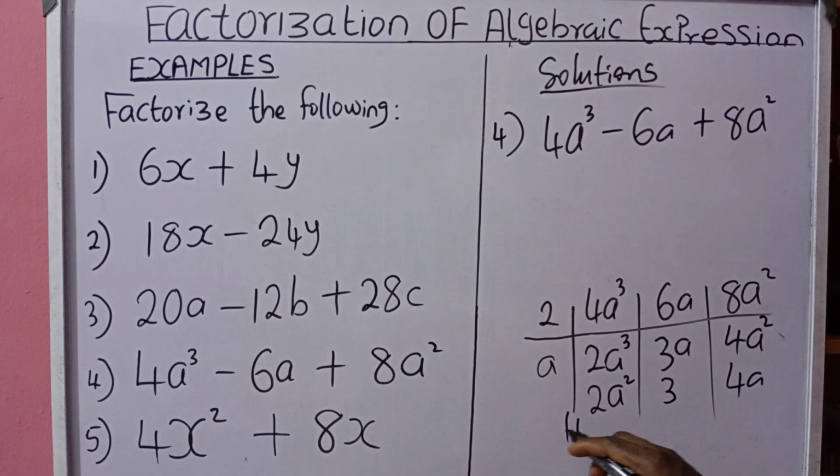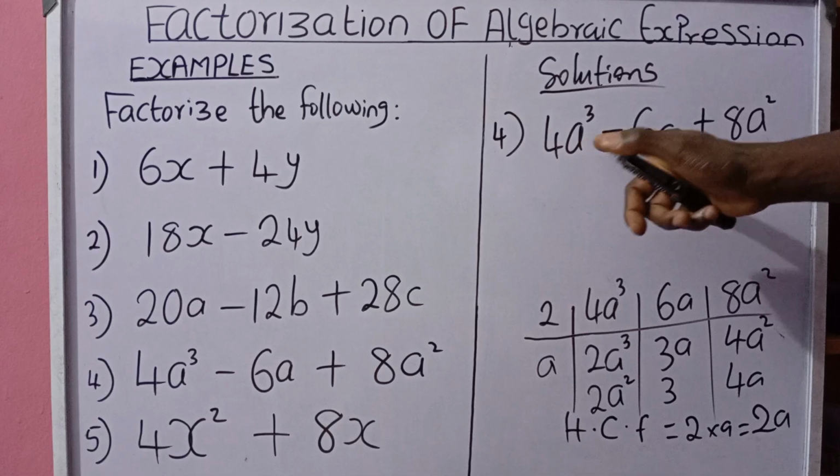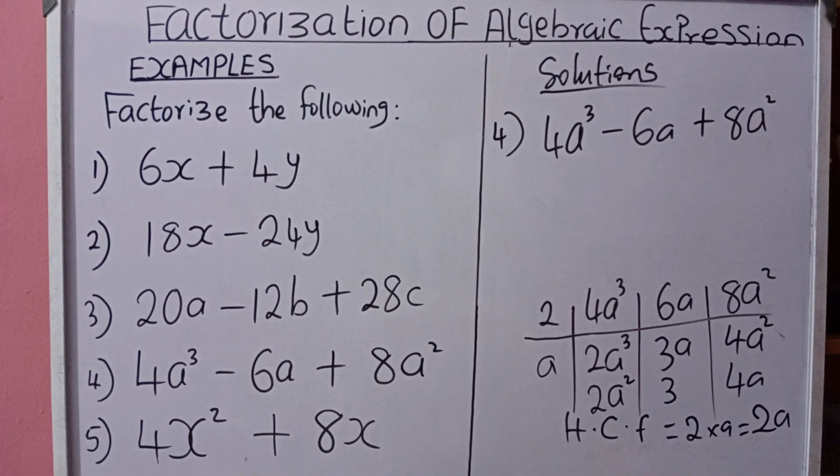HCF will now be 2 multiplied by a, which will give us 2a. So 2a is the HCF of 4a cubed minus 6a plus 8a raised to power 2.